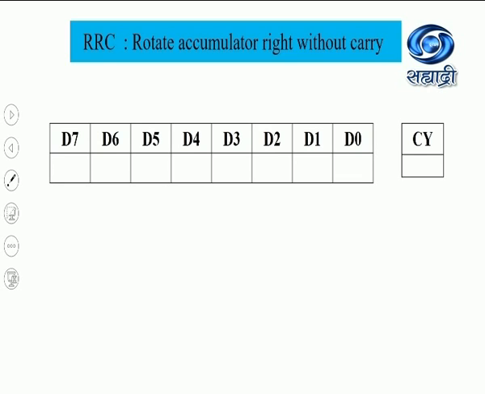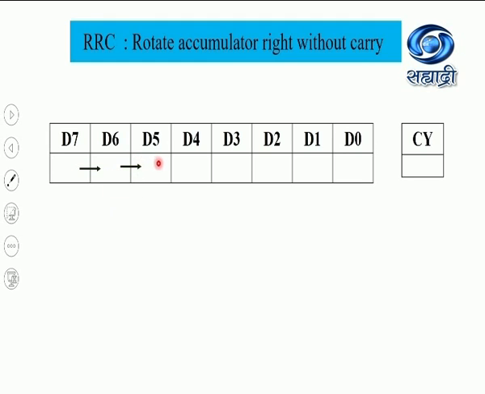Let's see what is going to happen. So these are the 8 bits D0 to D7 of accumulator and this is the carry bit. So initially D7 bit, that is the data stored at D7 position, shifts to D6 position.